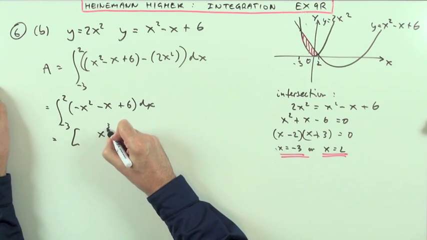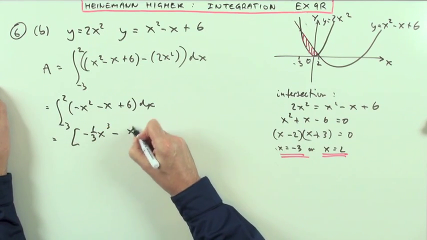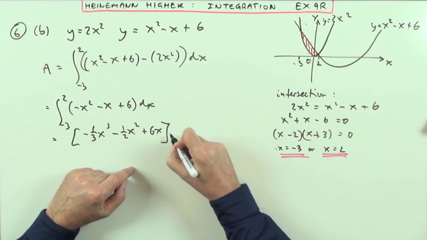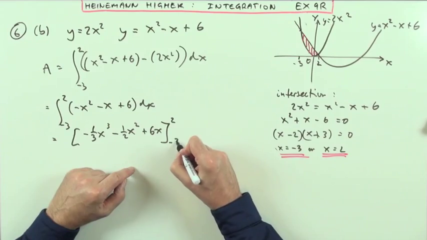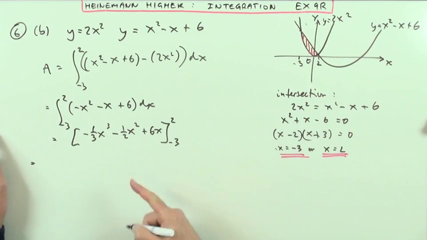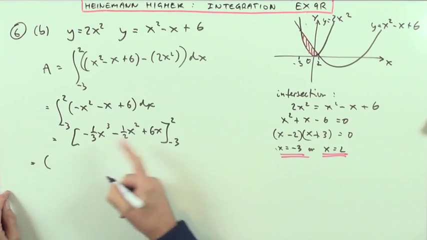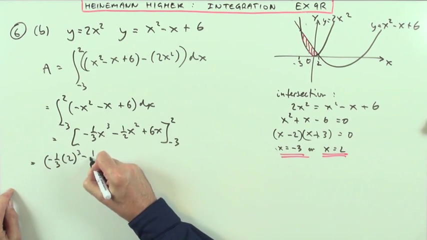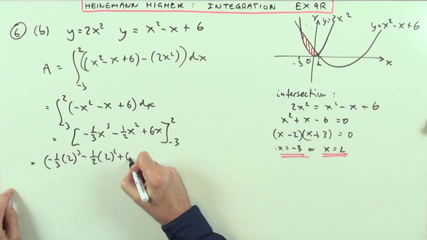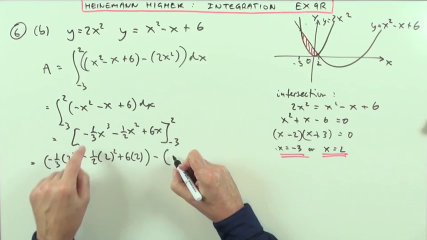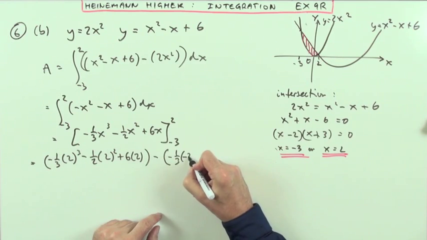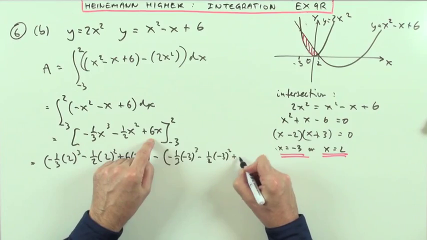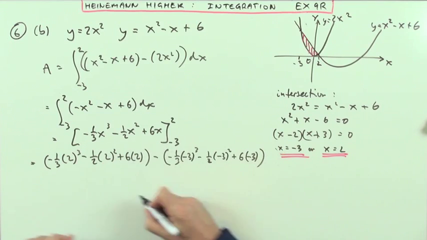Now what's this going to give me? Well, it's going to be up to 3, divide by 3, straight away there's that pest. Up to 2, divide by 2, lovely, more fractions. Constant, back up to linear term. Work it out at 2, and from that take away the answer at negative 3. So working it out at 2, I've got negative a third of 2 cubed minus a half of 2 squared plus 6 times 2, minus negative a third of negative 3 cubed minus a half of negative 3 squared plus 6 times negative 3.